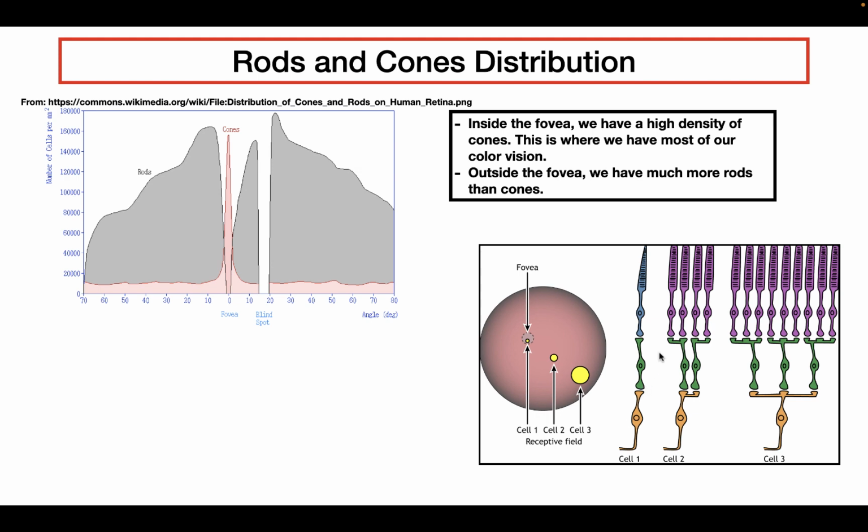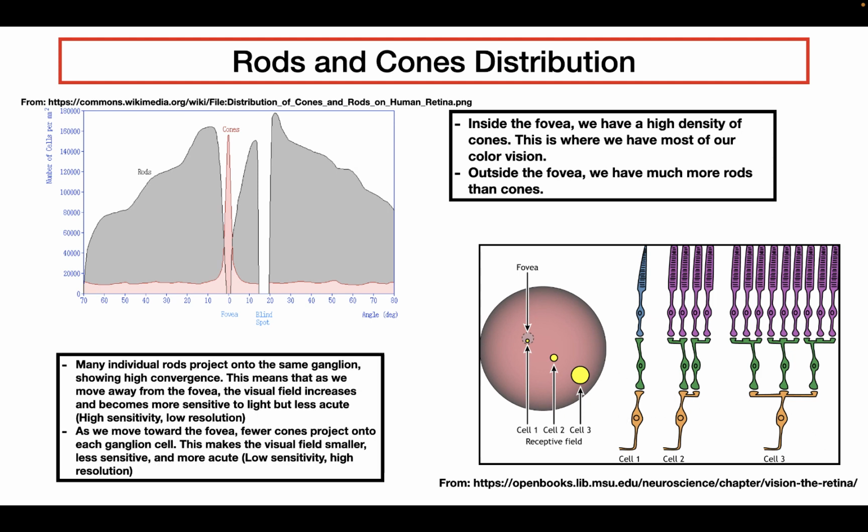And so what we see here is that the amount of rods or cones that converge onto a ganglion cell is what determines the size of a visual or receptive field. So the key point here is that as we move away from the fovea, the amount of convergence increases, which means that we have an increase in size of receptive fields. This is why cell 3 has a larger receptive field than cell 1.